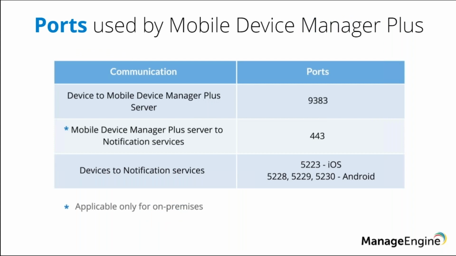Now, as discussed earlier, there is a lot of communication that happens between the MDM server, the push notification services, and the devices that need to be managed. In order to ensure secure and fast communication between all of these 3 major components, here is a list of ports that need to be kept open at all times. For example, for secure communication between the device and the Mobile Device Manager Plus server, the inbound port 9383 needs to be kept open.